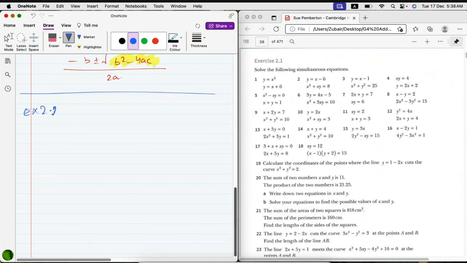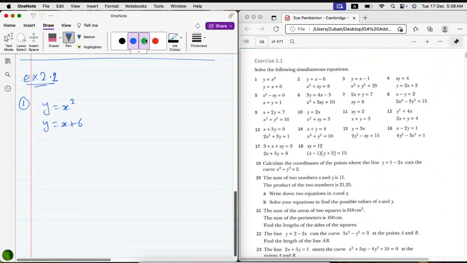Exercise 2.1. Let's start with the basic example. y is equal to x square and y is equal to x plus 6. y is already the subject in both of them. I'm substituting: x square is equal to x plus 6. x square minus x minus 6 is equal to 0.